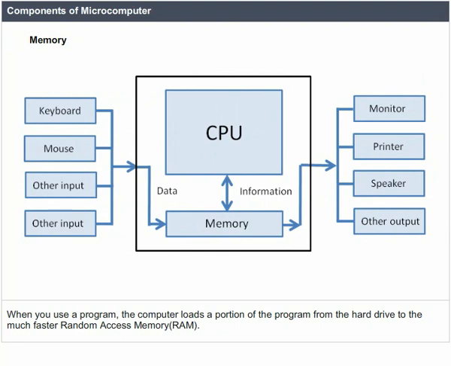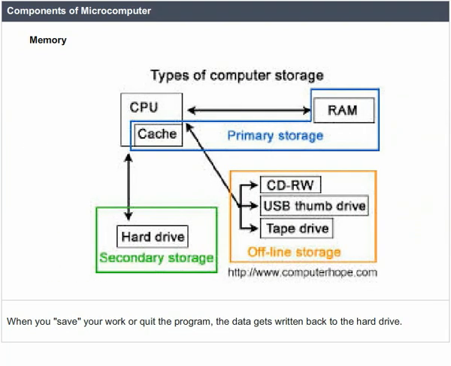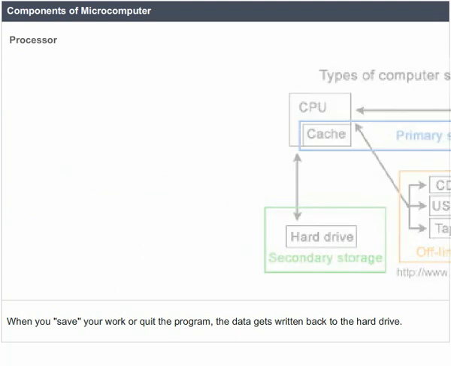Memory. When you use a program, the computer loads a portion of the program from the hard drive to the much faster random access memory, or RAM. When you save your work or quit the program, the data gets written back to the hard drive.